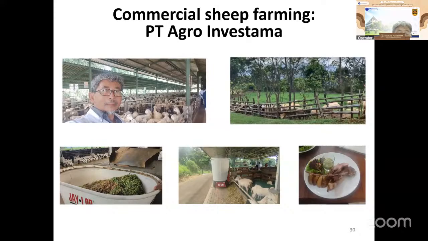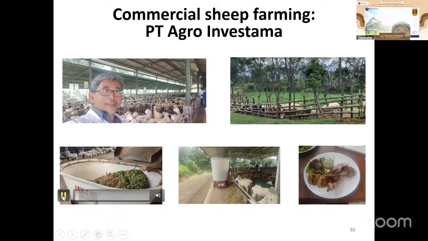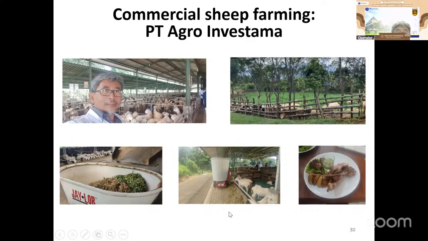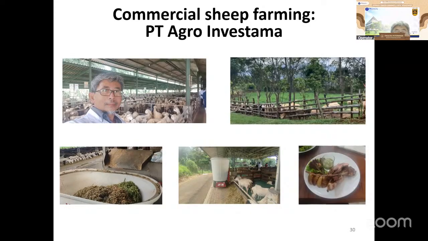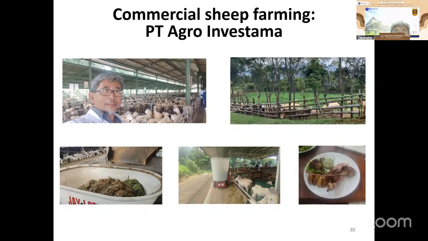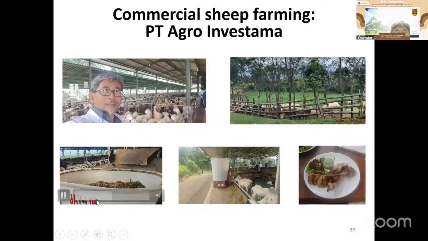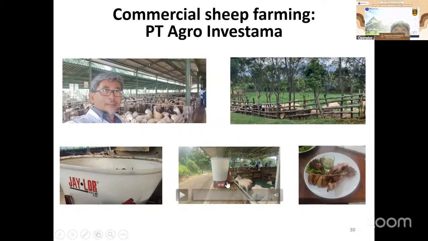PT Agro Investama operates its business with modern management. Sheep are fed total mixed ration, which is mixed and distributed using a special mobile feeder. We can see here, they mix using the special tools, and then the total mixed ration is distributed using this one.